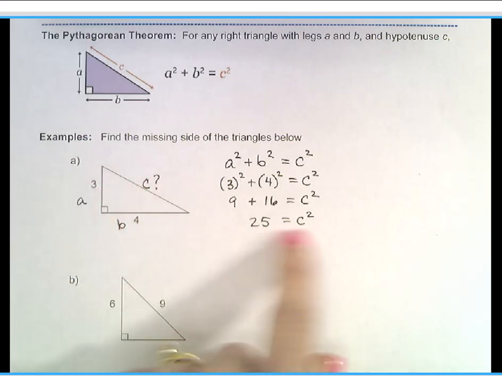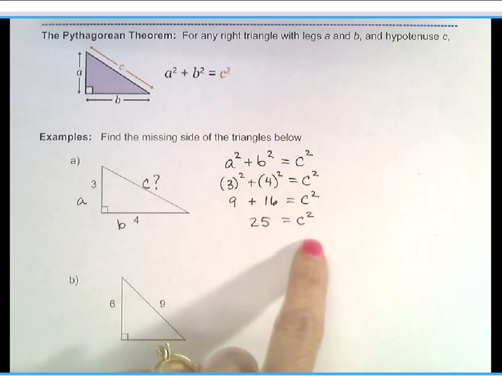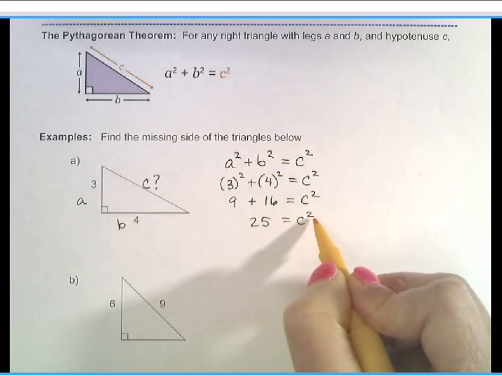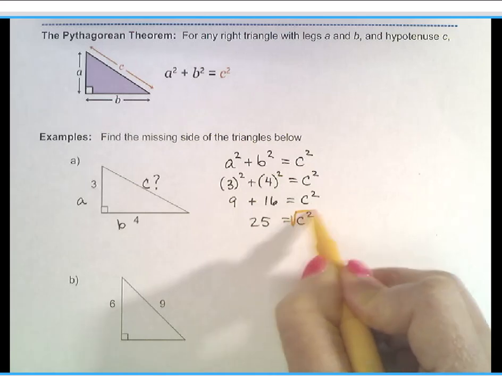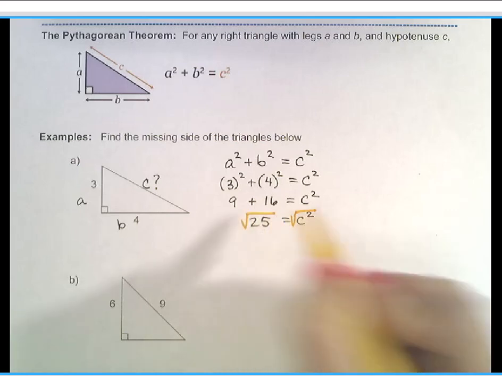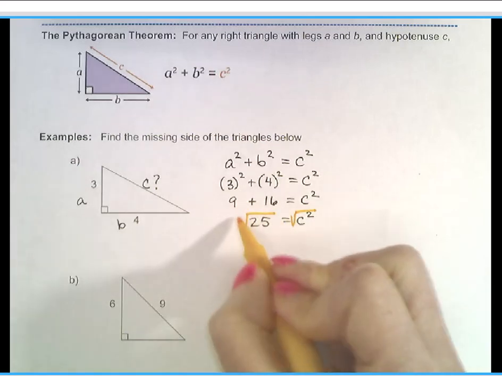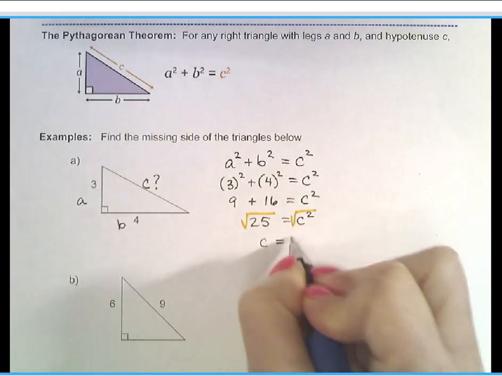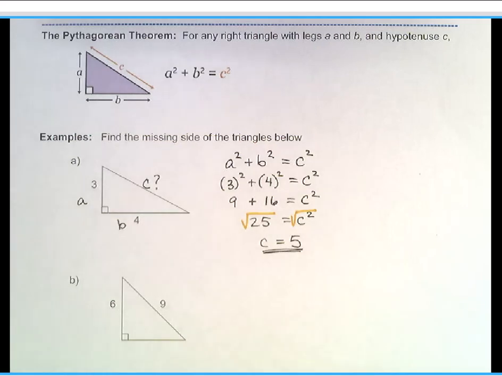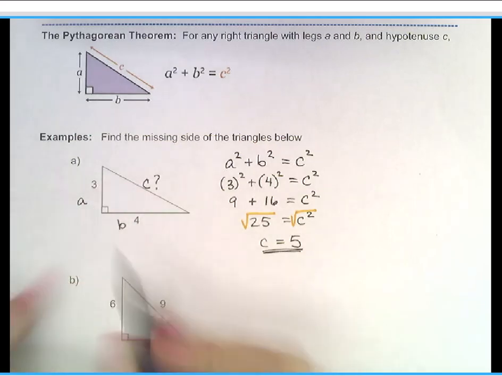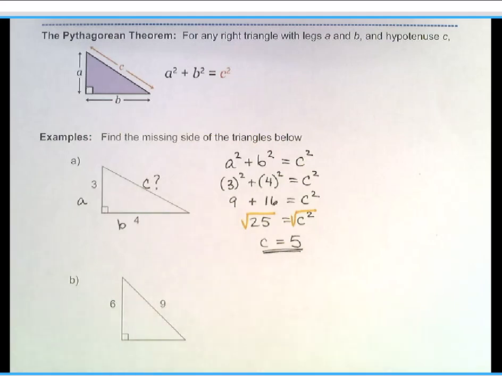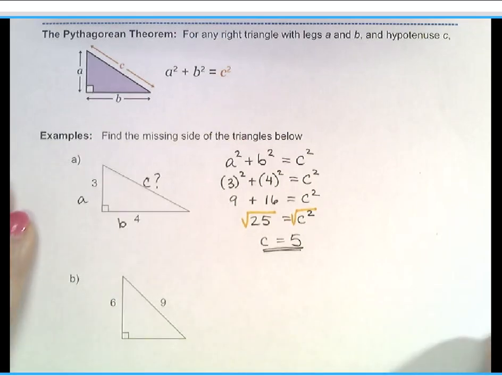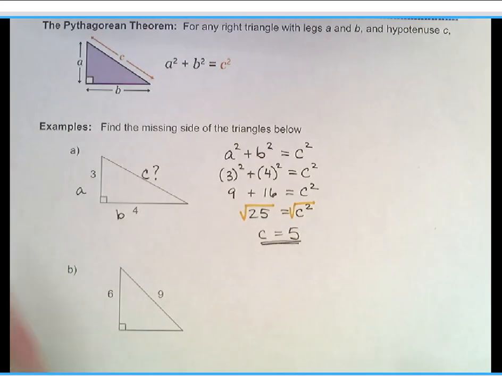So how you solve, once you get to this point, how you break that down to make it just a C is you do the opposite, or the inverse. So the inverse of squaring is square rooting. So you would square root both sides. Normally we would put a plus and minus, but we're specifically talking about a length, so it can't be negative. So we're going to be looking at the principal square root, the positive one. And it's going to turn out that C is 5. So we have now found the missing side of the triangle. It's 5. This is what we call a 3, 4, 5 right triangle. Okay, so fairly simple to solve, and the numbers a lot of times will work out nicely. It's not a guarantee, but they usually work out pretty nice.